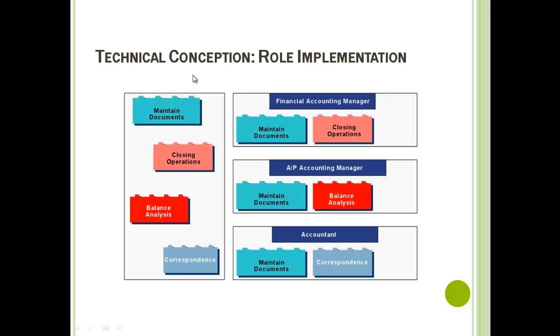So that you, for example, in this particular example, maintain documents, this is coming from 3 different composite roles. If you do not use a composite role concept, then you need to assign this specific transaction code and authorization object 3 times. In a typical scenario, we will have hundreds of roles created like this. So in this case, you avoided creating this multiple times.